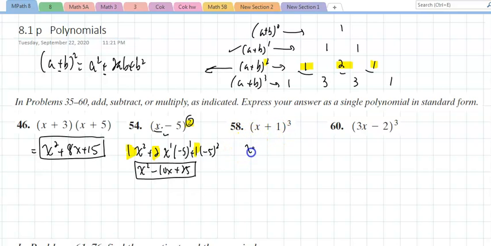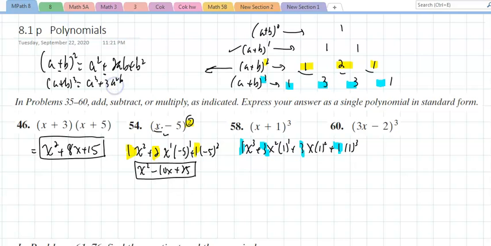Here, cube, well, it's going to be x cubed 1 to the 0, x squared 1 to the 1, x 1 squared, and 1 cubed, and kind of like x to the 0. And here you're looking for the cube 1331. Or just like when I was in high school ages ago, we memorized that a plus b cubed was a cubed plus 3a squared b plus 3ab squared plus b cubed. Whatever works. So this is x cubed plus 3x squared plus 3x plus 1.